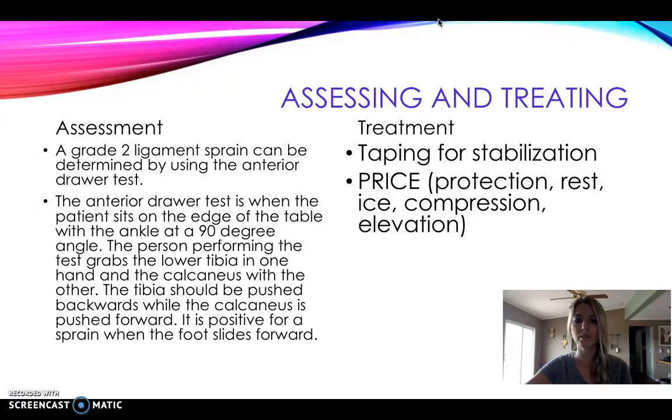Some treatment for this is taping. Ankle sprain taping can help stabilize the joint and keep it in a good position while it's healing. The best thing that you can do is also PRICE, which stands for protection, rest, ice, compression, and elevation. All of these 5 components will help the healing process move on faster.